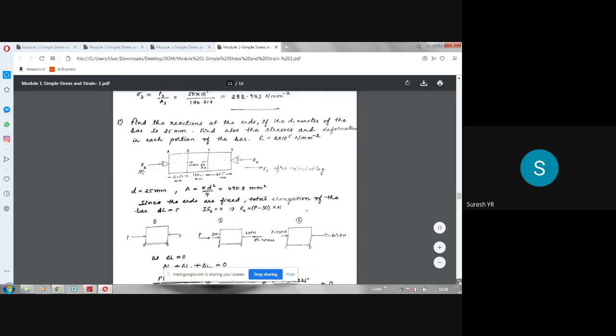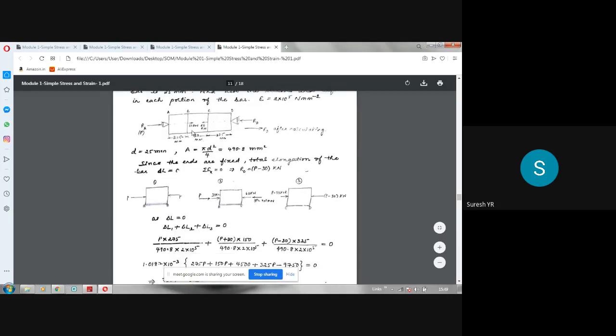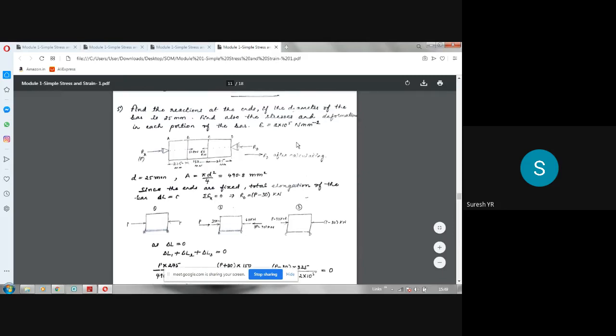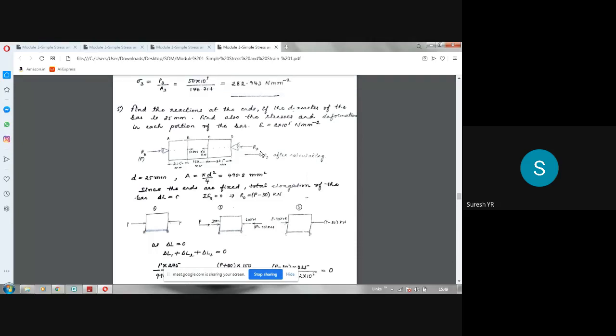So that is another problem. In this problem, it is restrained at both the ends. That means instead of force, they develop a reaction here. So the total elongation is 0 here. Please note that when they give a problem like this, there is no elongation or contraction, neither elongation nor contraction because the ends are fixed here. When fixity is there, then it cannot move.